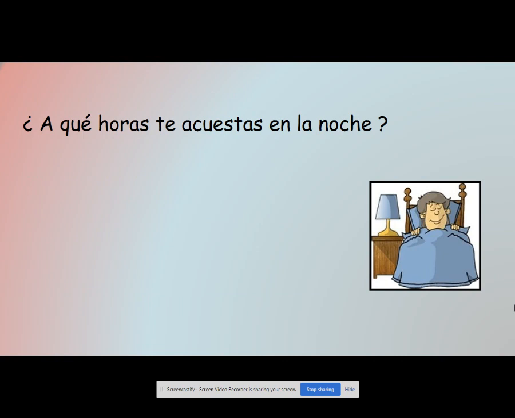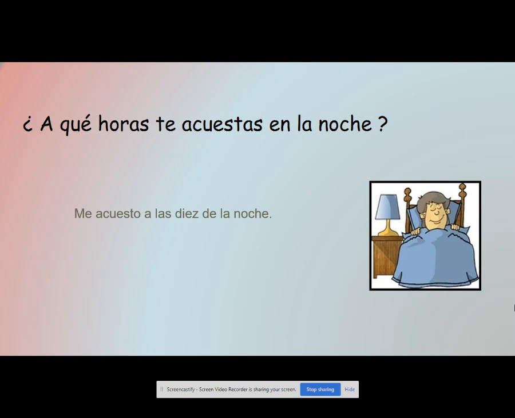Here's another one. ¿A qué horas te acuestas en la noche? Your response should look similar to this. Me acuesto a las 10 de la noche. So when you're looking at this question, ¿a qué horas te acuestas? Your verb here is acostarse. Again, it's a new verb.